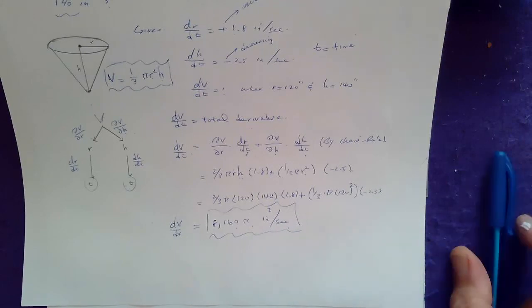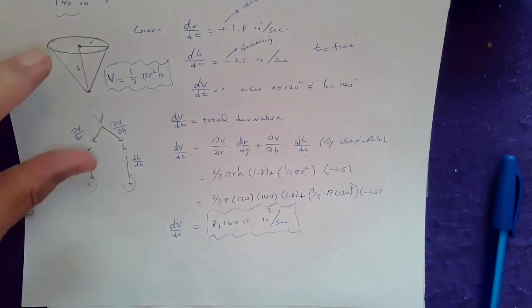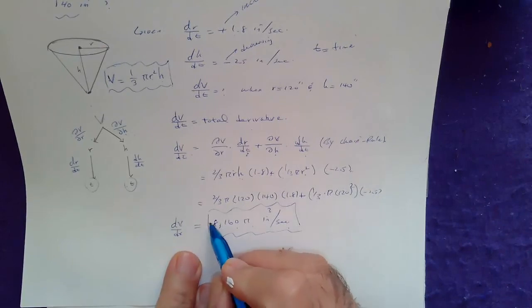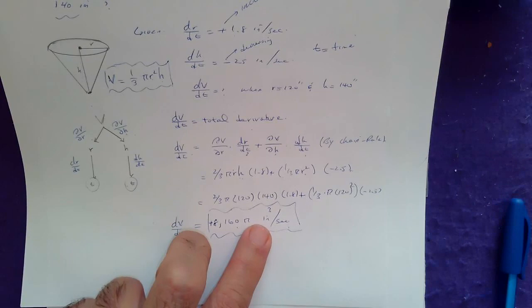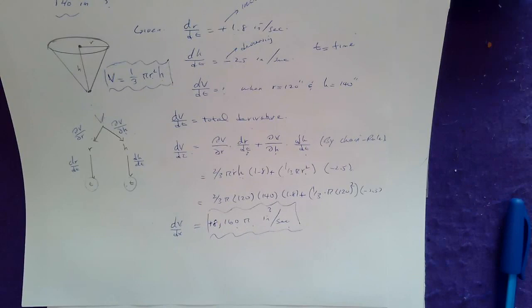So what does that mean? As the radius increases 1.8 inches per second, and the height is decreasing at the rate of 2.5 inches per second, volume is increasing at the rate of 8,160 pi cubic inches per second. What does that mean? That means the volume is increasing this much per every second. Thank you.